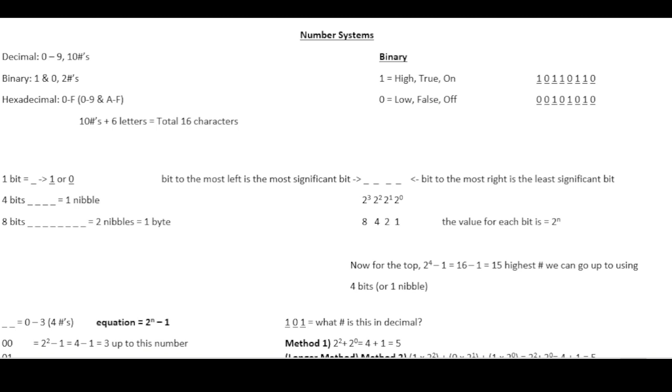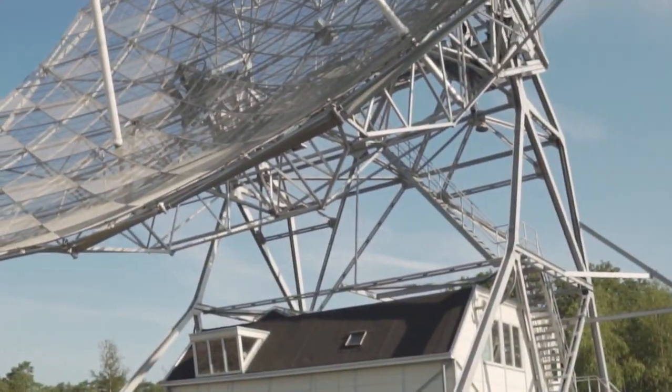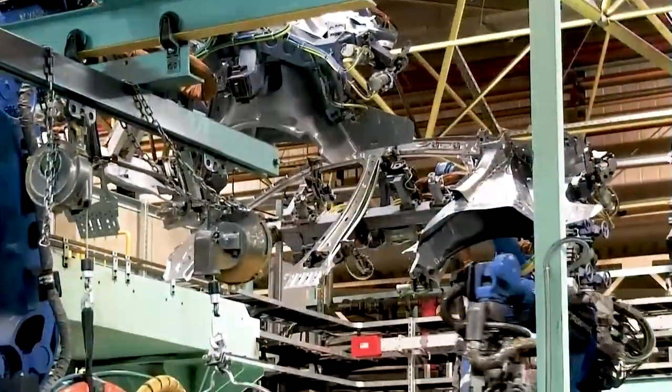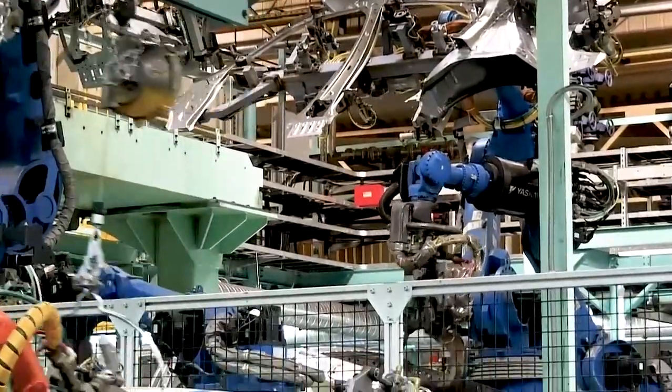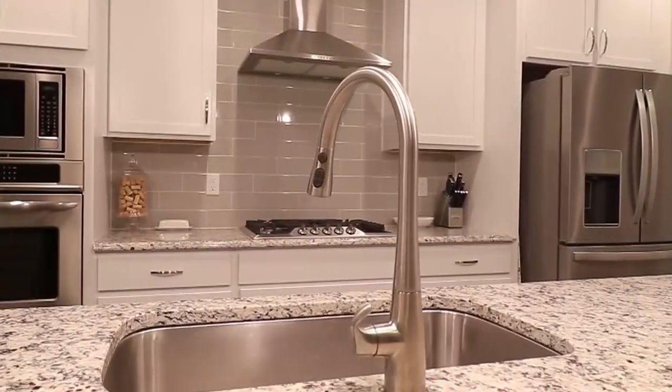Why are number systems important? Well, in the programming world, we use number systems for different applications such as FPGA programming, which are used for satellite communication, and embedded systems such as in the automotive industry and home appliances that we use daily, some examples being your microwave, your refrigerator.